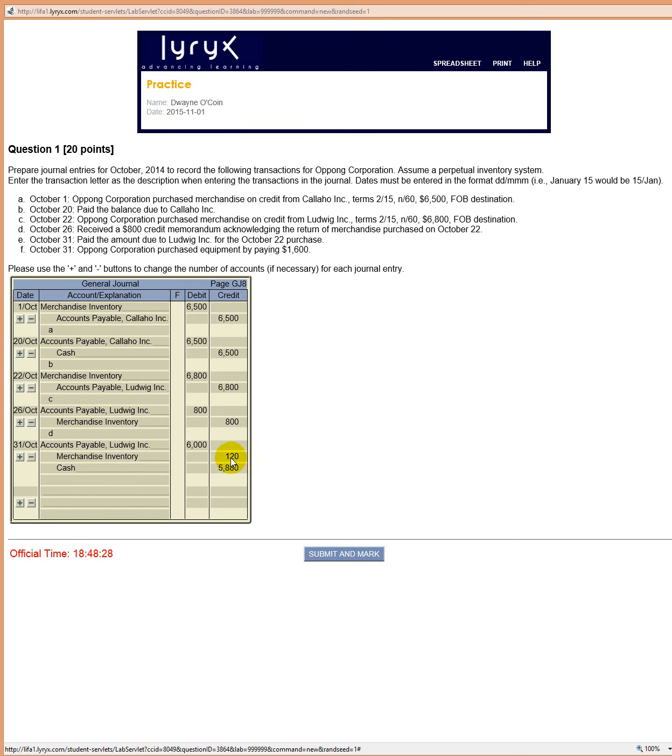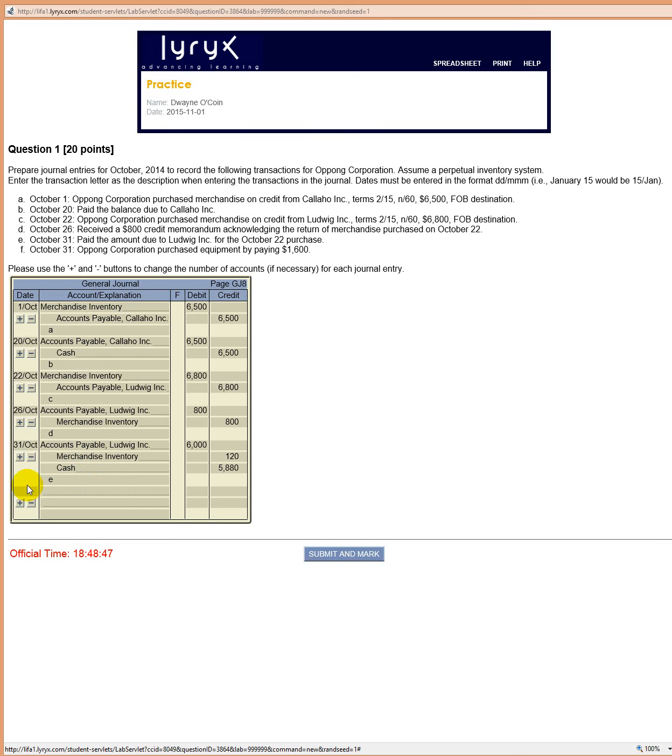So $120. Now we can identify the particular merchandise inventory that was reduced in cost because we're paying this particular purchase. If we weren't able to do that, we may actually adjust this to cost of goods sold at the end of the year. So for example, a volume discount would be treated that way.